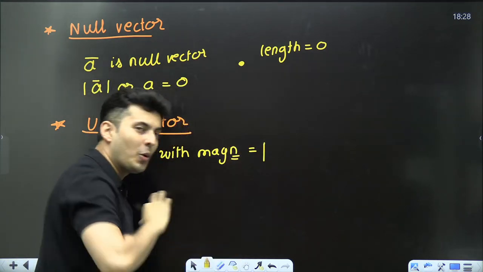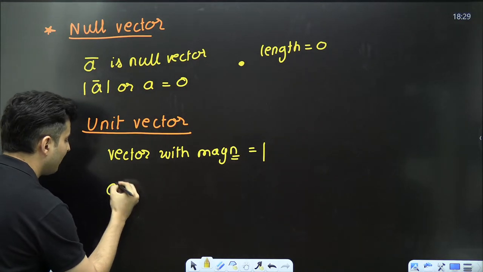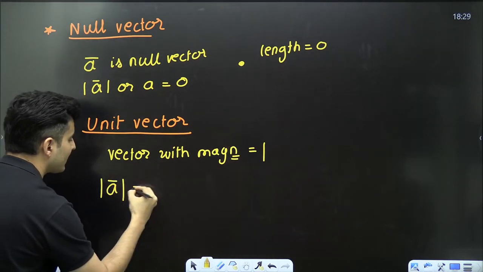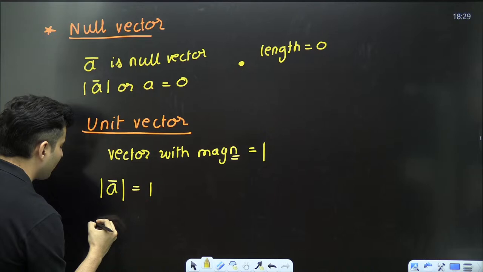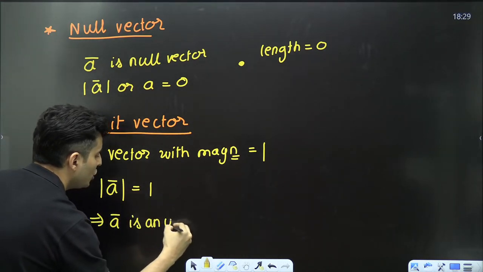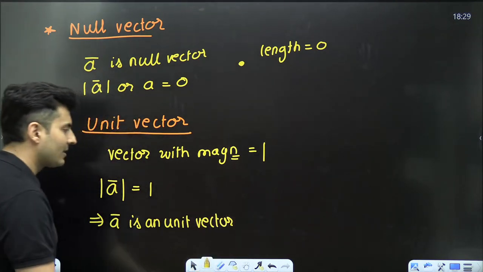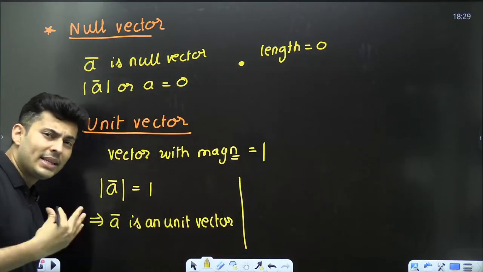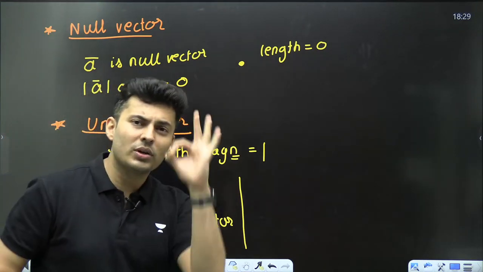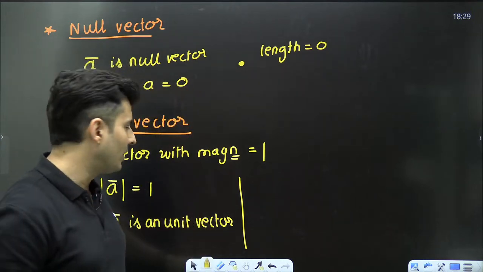Vector with magnitude equal to 1. So I can say that if A bar's modulus is 1, then it implies A bar is a unit vector. As simple as that. If I know that there is a vector whose magnitude is already 1, then I might as well write it with a special symbol.